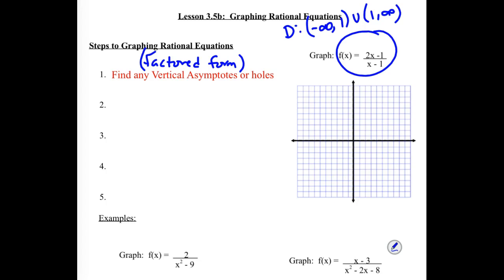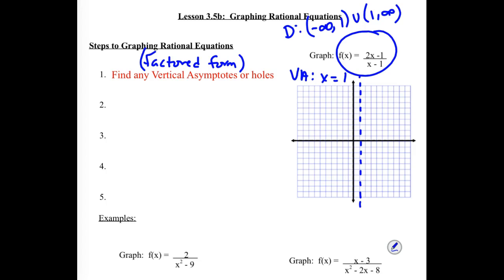Is it a hole or a vertical asymptote? Can I get rid of it? No? There's no x minus 1 factor in the top? All right, so it stays as a vertical asymptote. All right, so I know I have a vertical asymptote at x equals 1.